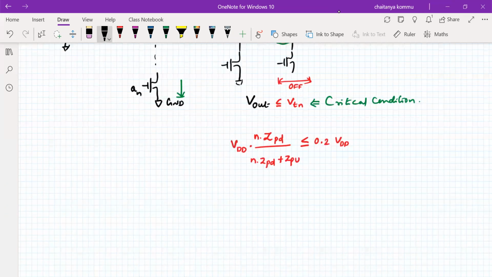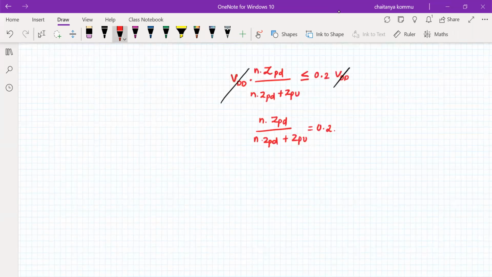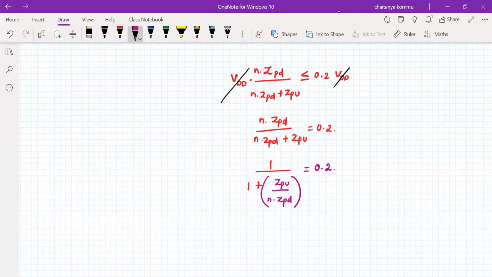So we can calculate this one something like this. VDD will get cancelled. Under nominal notation, n into ZPD divided by n into ZPD plus ZPU is equal to 0.2. So what is this value then again? n ZPD, we take it common, 1 by 1 plus ZPU divided by n times of ZPD. Just simply I have taken the common of n ZPD and done something like this. Now what is the ZPU divided by n times of ZPD value so that that value is equal to 0.2?